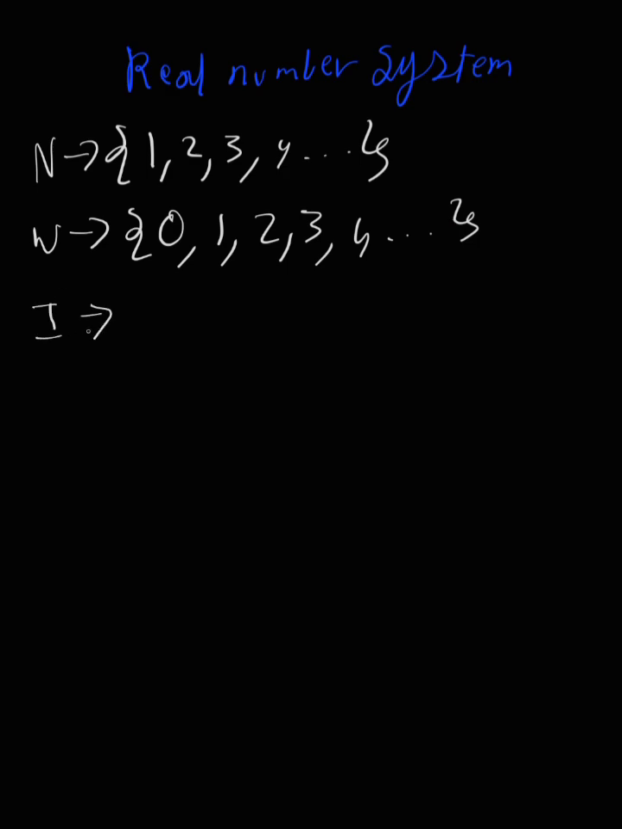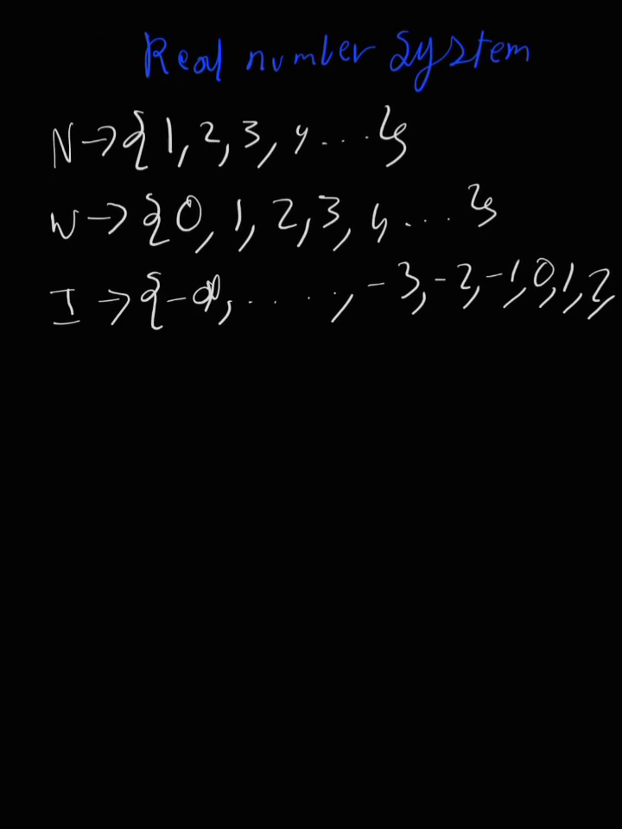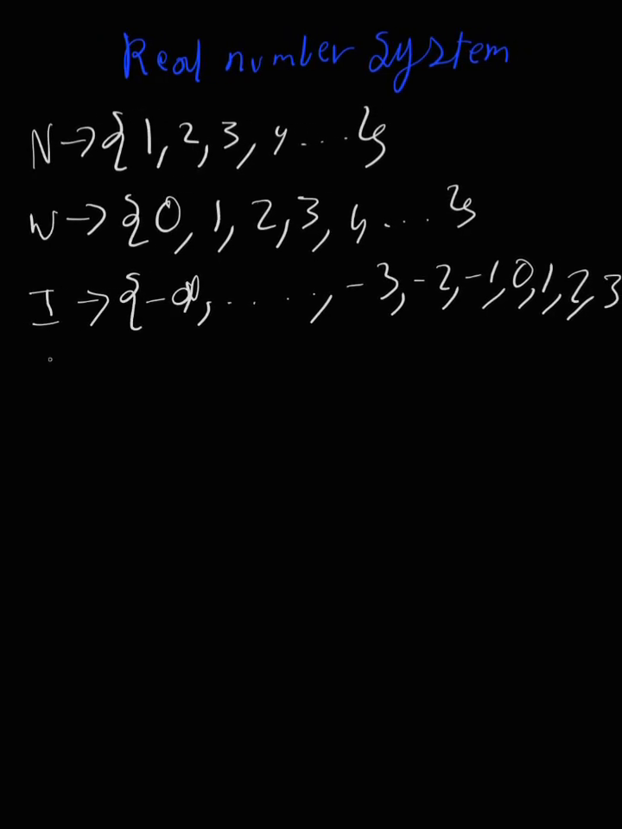Integers are also whole numbers, but they include the negative values. Okay. So they are basically our entire number line. So from minus infinity till something something till minus 3, minus 2, minus 1, then 0, then 1, 2, 3, and so on till infinity.